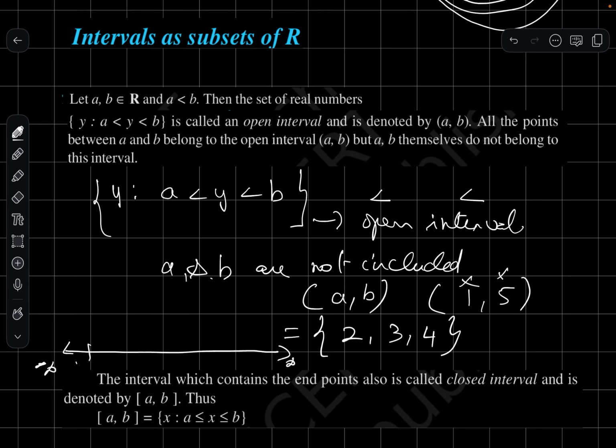Suppose this is 0, I will take 1, 2, 3, 4, 5, 6. It starts from 1, so I will put an open circle. Then where does it end? At 5, isn't it? 1, 2, 3, 4, 5, 6. And at 5 also I will put an open circle. Why open circle? Because this is an open interval. You got that, the open interval bracket. So here this is going to be the open interval.